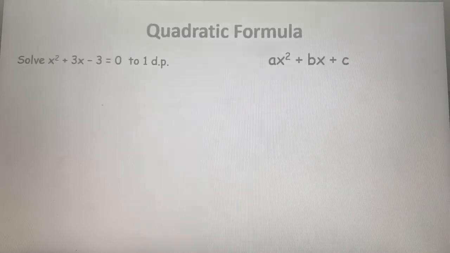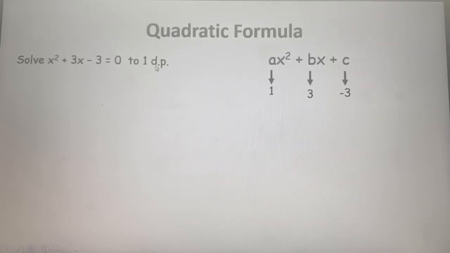Okay, so solving x squared plus 3x minus 3 equals 0, and we have to give our answers, our solutions, to one decimal place. So remember that equation is in the form ax squared plus bx plus c equals 0. So our a is 1, there's no number in front of the x squared, which means it must be 1. For b, the number in front of x is 3, and for c, now take into account the sign there, it's a minus 3, so c is minus 3.